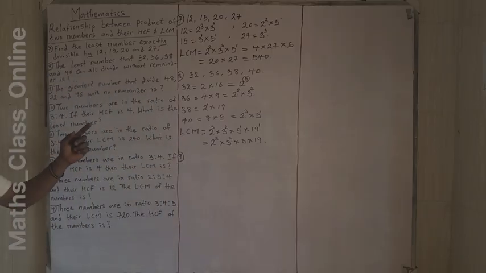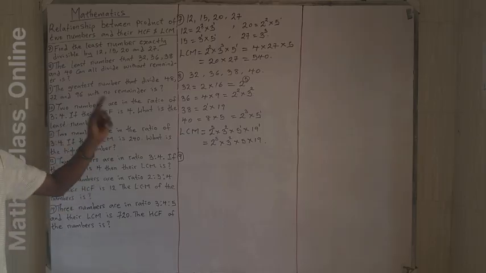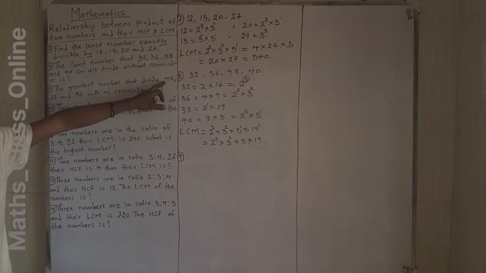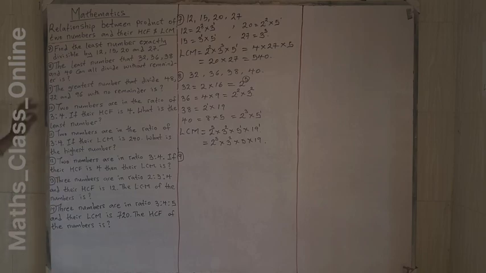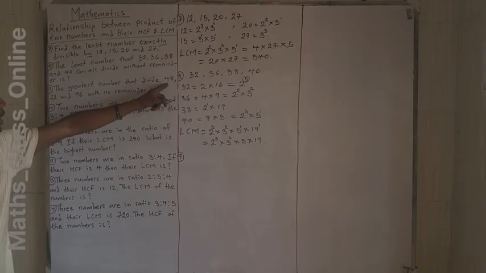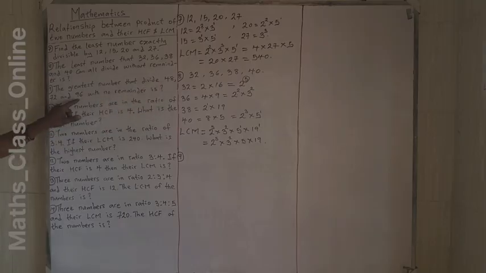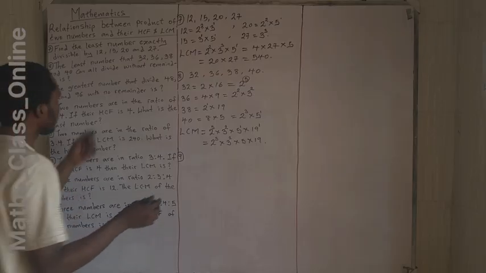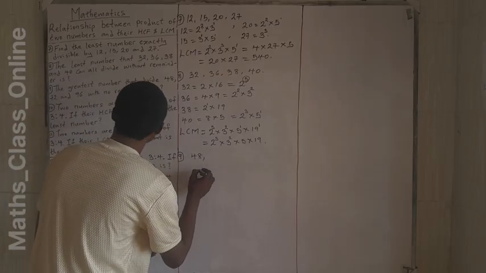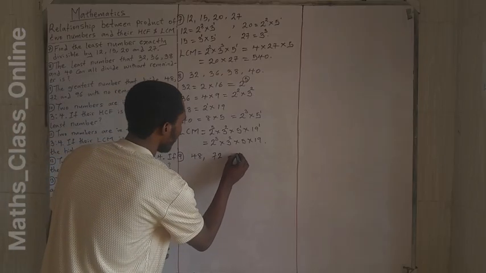The greatest number that divides 48, 72, and 96 with no remainder is... we want to look for the greatest number that can divide 48 without remainder, also divide 72 without remainder, and divide 96 with no remainder. This question is talking about the highest common factor, the highest number that can divide 48, 72, and 96 without any remainder. We have 48, 72, and 96.